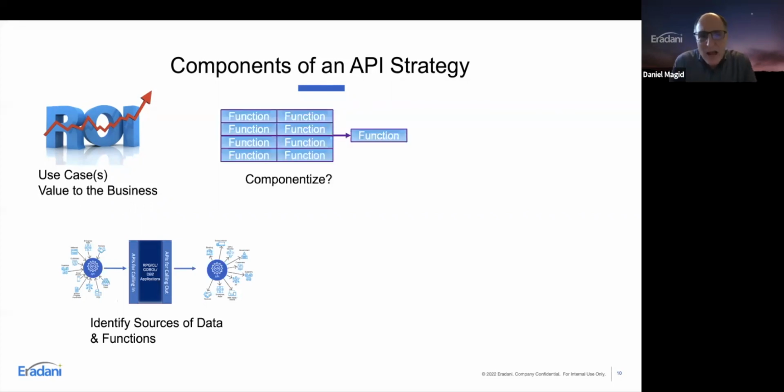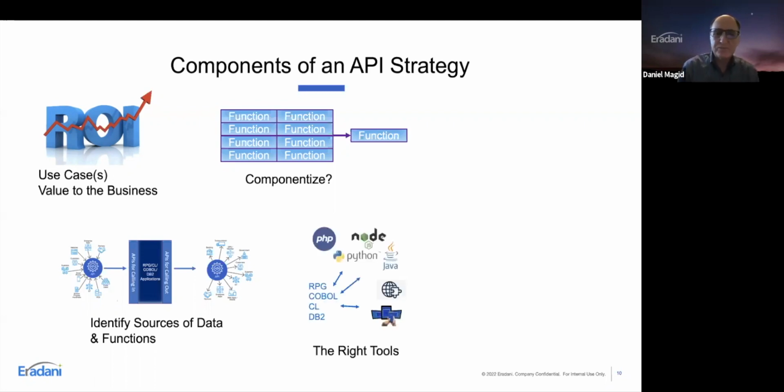And then in the IBM i world, you have to figure out, do I need to componentize my system? Is there a way to get this data out? In a lot of IBM i environments, the applications are very large monoliths, and it's hard to go in and run a particular function outside of the entire business process. So are there things I'm going to have to do in order to make that possible?